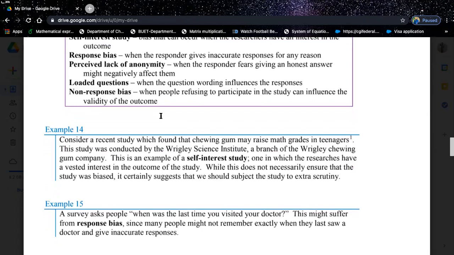Example 15. It says a survey asks people, when was the last time you visited your doctor? You can clearly imagine different things on this. First of all, it shouldn't be the case, but it's kind of obvious that you actually don't remember when the last time you visited the doctor was, right? It could be a case.